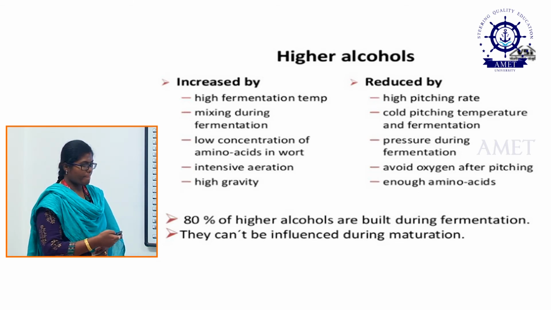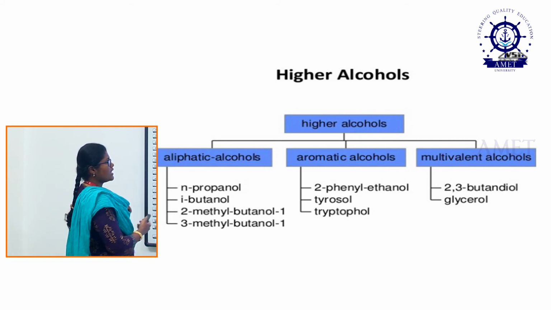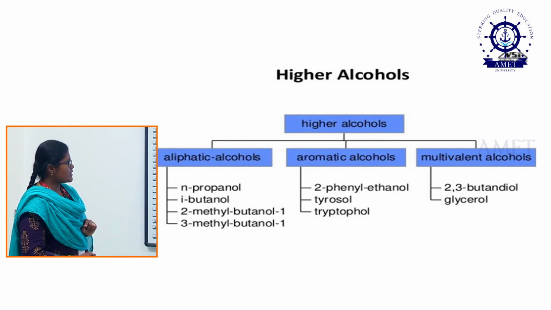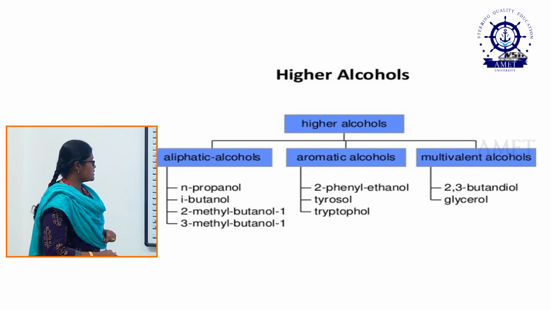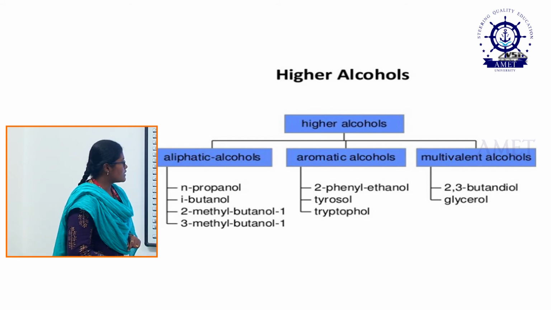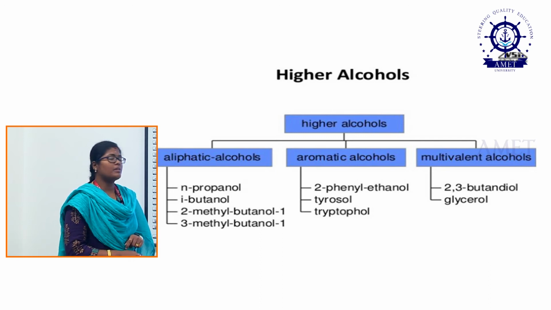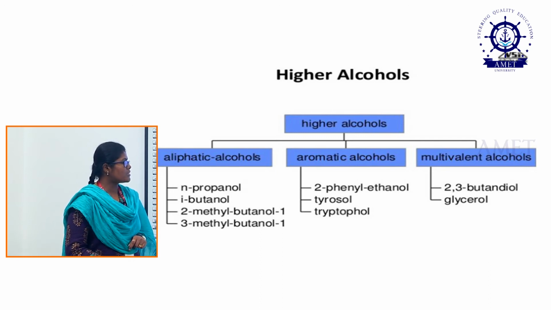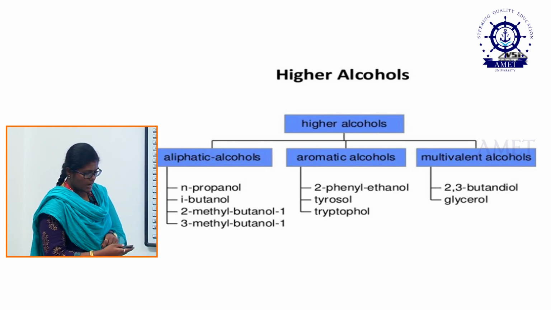So, the next slide is the higher alcohols. These higher alcohols are classified into three: aliphatic alcohols, aromatic alcohols, and multivalent alcohols. There are four types of aliphatic alcohols which are produced by the yeast. The next one is aromatic alcohols, and tyrosol, tryptophol, and 2-phenyl ethanol come under aromatic alcohols. Among multivalent alcohols, glycerol and 2,3-butanediol are produced under the higher alcohols.